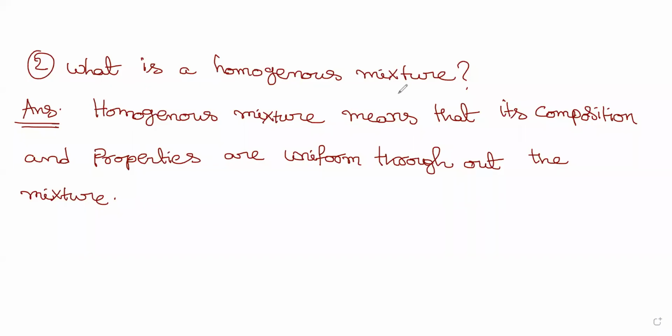What is a homogeneous mixture? Homogeneous mixture means that its composition and properties are uniform throughout the mixture. So that is the definition of a homogeneous mixture. You can pause the video as well as you can write what is written on the board.